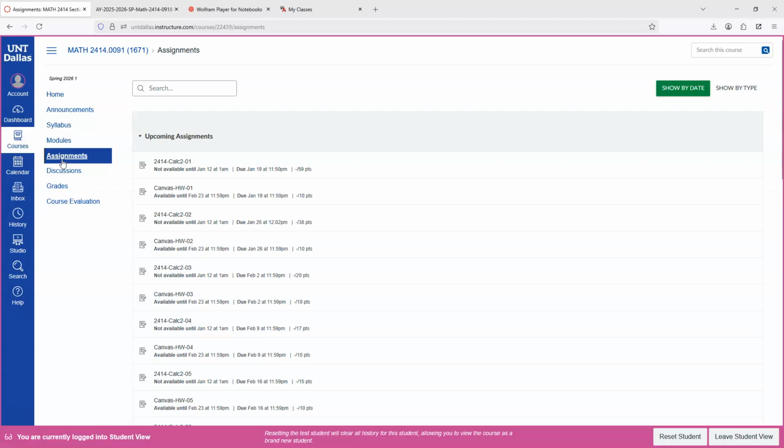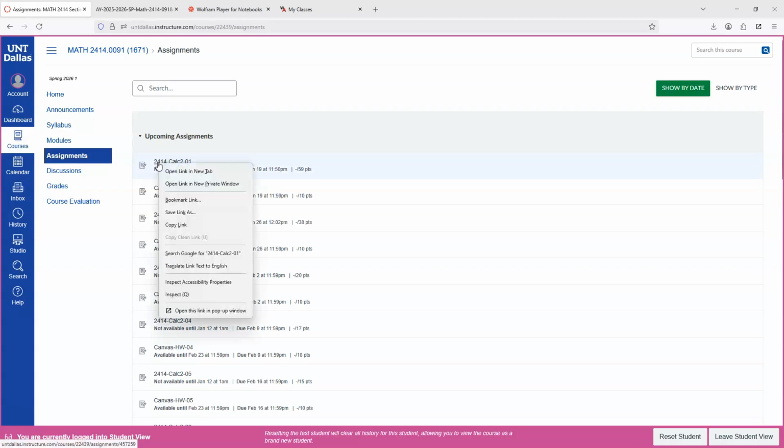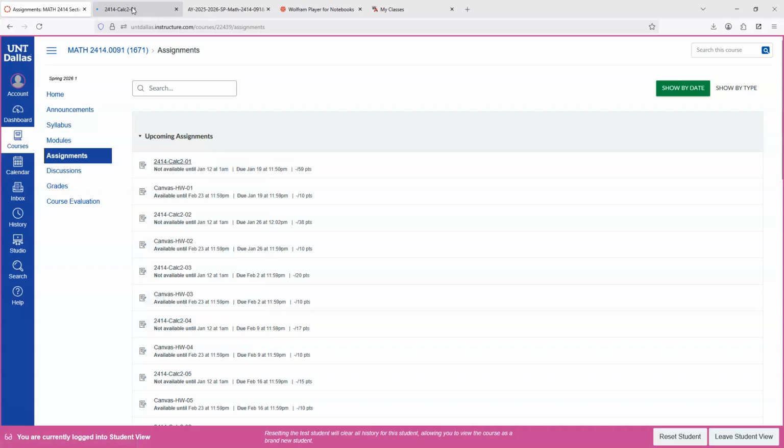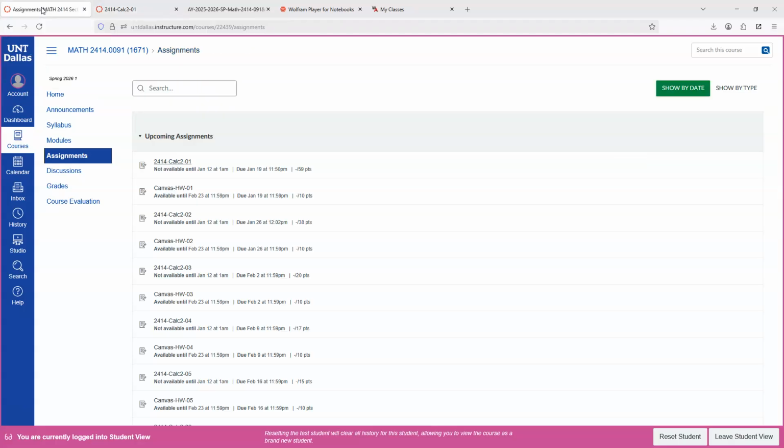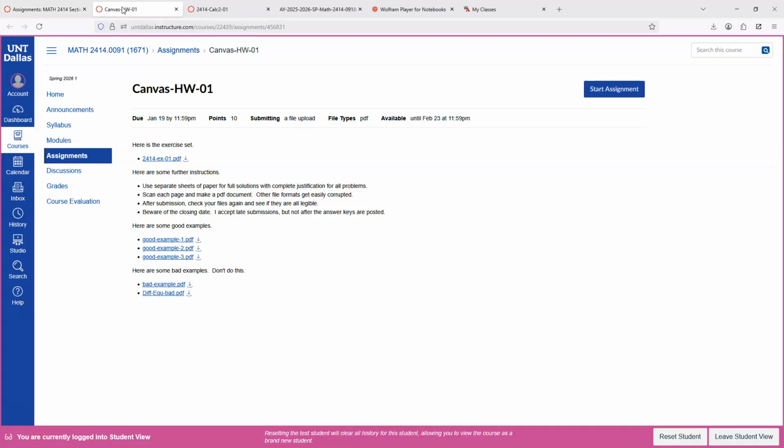Remember, there are two types of assignments. Cengage assignments like this, which are not available yet. I'll show you a little bit more in video number 4. And Canvas assignments like these. And these are handwritten assignments to be scanned and submitted.